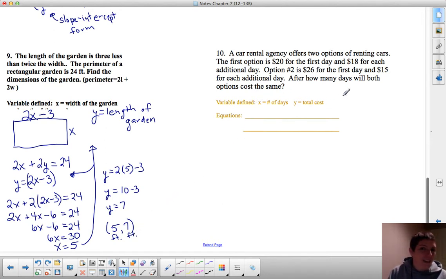All right. Number 10 has already kind of gotten started for you. So why don't you pause the video and see if you can write your 2 equations. I already defined your variables. You write your 2 equations, then we'll come back and we'll solve it together.